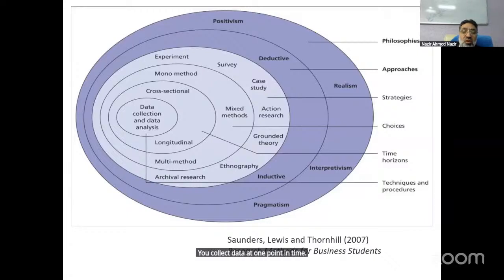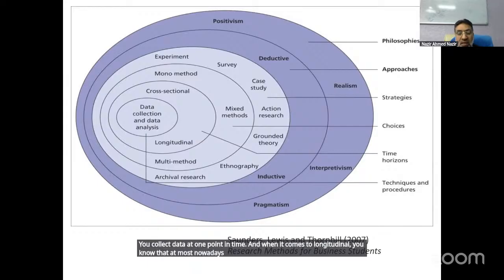And when it comes to longitudinal, nowadays especially, it's longitudinal research that is being more promoted and encouraged, where at different intervals, at least 2 times, you meet your subjects, your sample respondents, if you have to conduct a longitudinal kind of study.